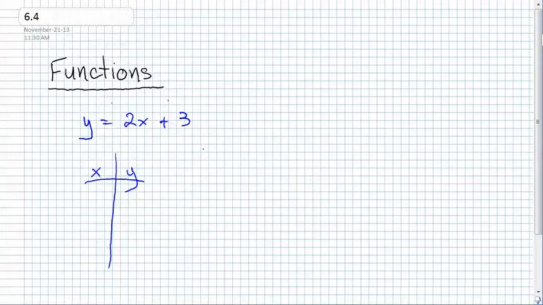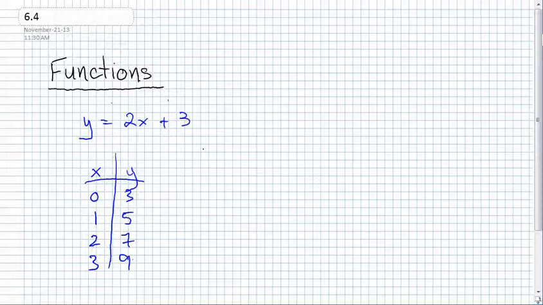Okay, so here's an example of a function. We've seen something like this before. 2x plus 3, that's equal to y. So in other words, if I make x equal to 0, then y equals 3, because 2 times 0 is 0, plus 3 is 3. And then 2 times 1 is 2, plus 3 is 5. And I can get a table of values set up here pretty quickly. Okay, that's all a function is. It's just you're plugging in numbers and you get a number out of it.